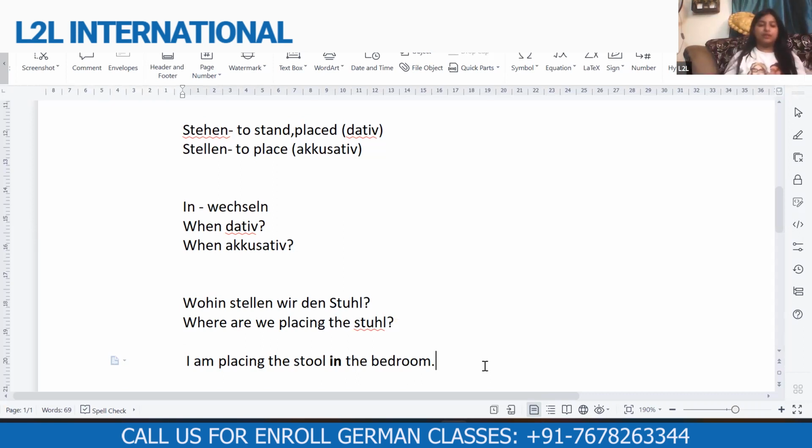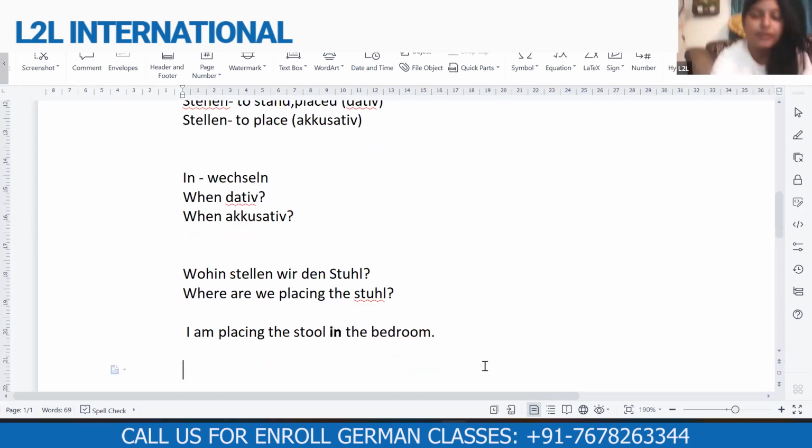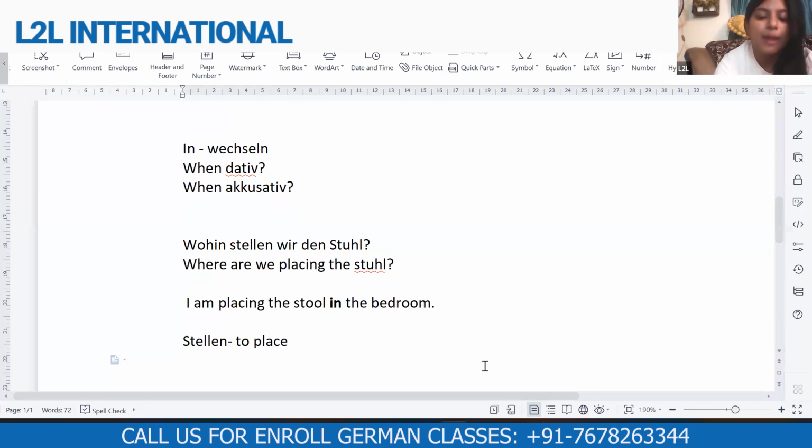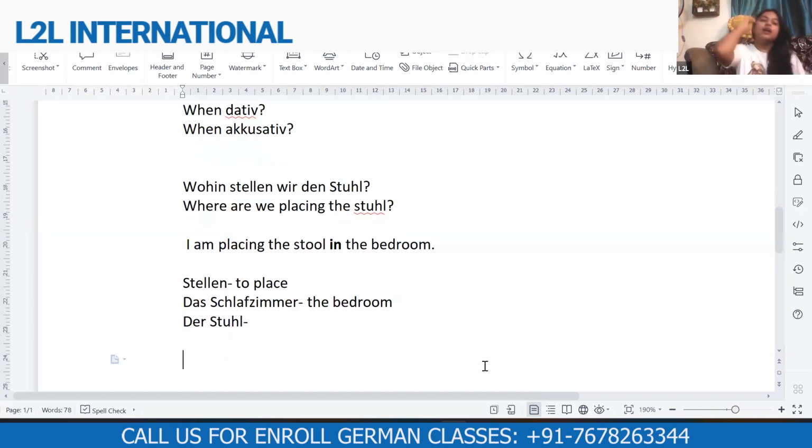So now let's talk about this. The verb here is stellen. Why stellen? Because the movement is there. I am keeping something somewhere. Movement is there. Stellen is to place. So we're going to use the verb stellen. The bedroom's article is das Schlafzimmer. Stuhl is der Stuhl, which is a masculine noun. So how are we going to say this sentence auf Deutsch, in German?